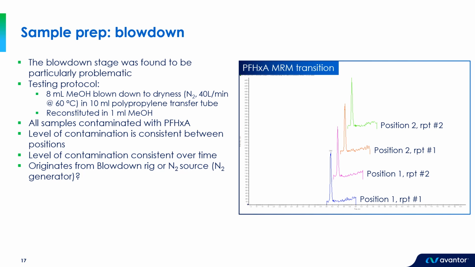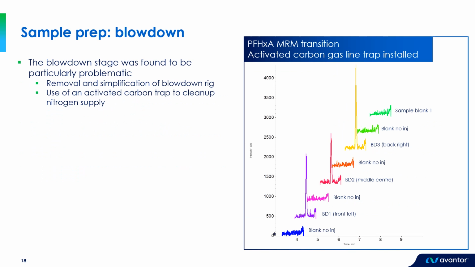And when we considered it, we had several potential sources of this contamination. It could originate from the blowdown rig itself, or it could originate from the nitrogen source, which in our case was a nitrogen generator, which of course contains numerous components such as filters. So we conducted several experiments to try and pinpoint the source of contamination. Firstly, we removed the blowdown rig and simplified the setup by attaching a glass pipette to our nitrogen line. We found that this didn't solve the problem, but it confirmed that the nitrogen blowdown rig itself was not the source of contamination. Rather, it was the nitrogen supply. Next, we tried using an activated charcoal trap to try and clean the nitrogen supply, but this had no impact.